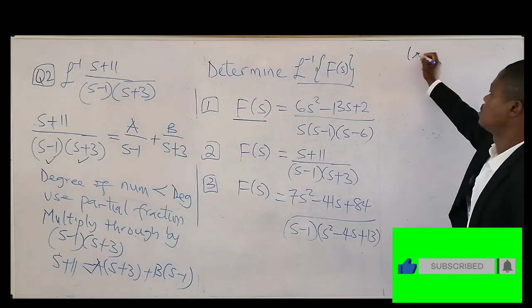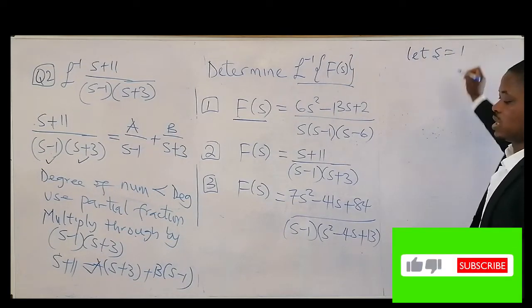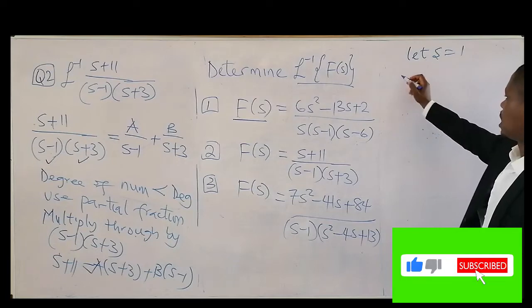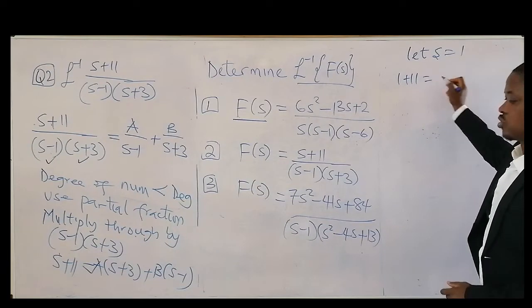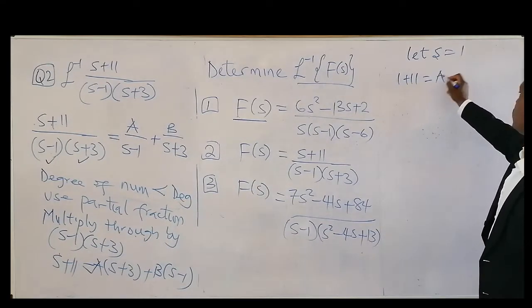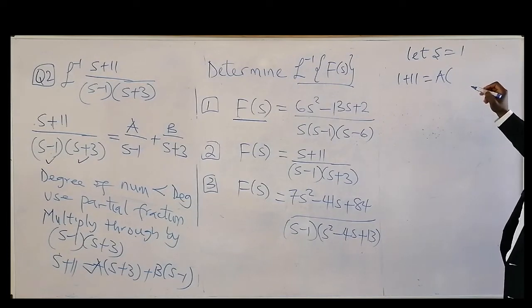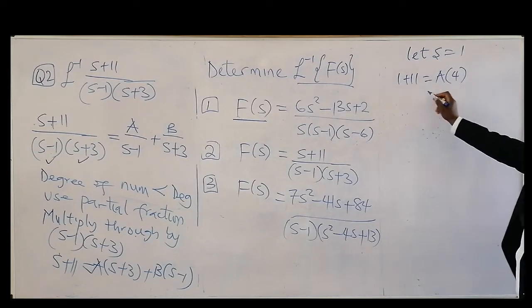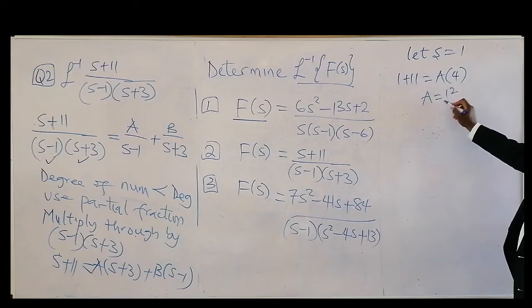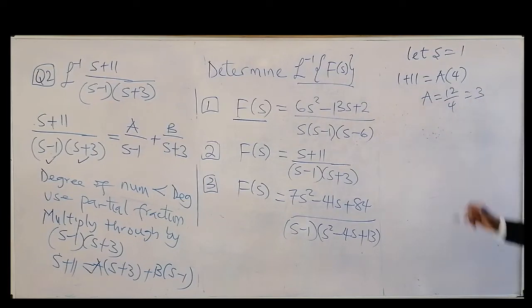So let x be equal to 1. So in that case now, we're going to have 1 plus 11 equal to A times 1 plus 3, and that's 4. So A is what? 12 over 4. That's 3.